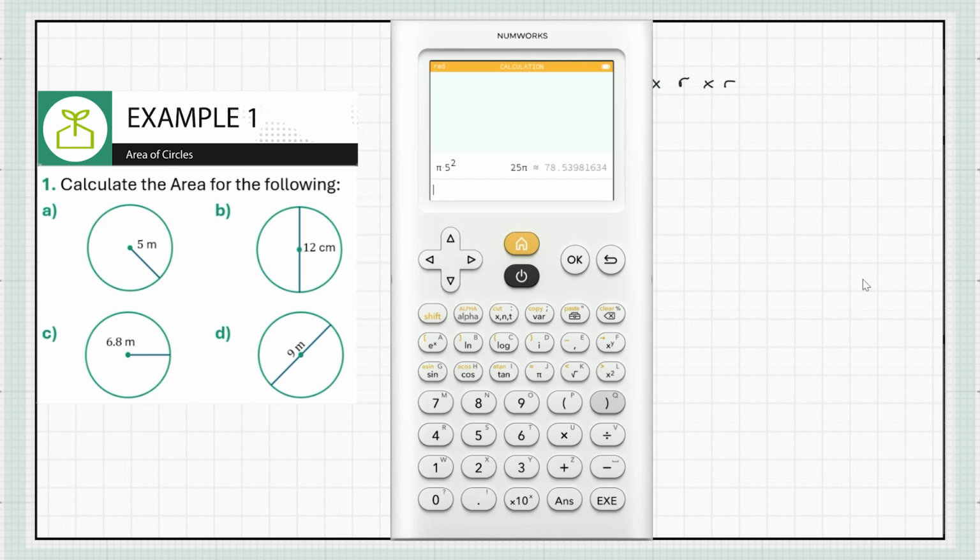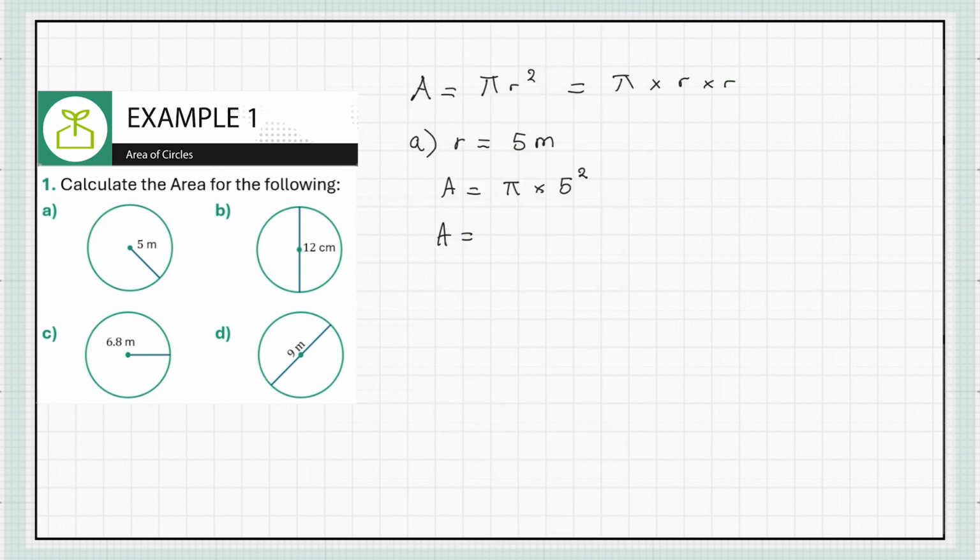is equal to 78.53981634. So what we're going to write down is we're just going to put it to one decimal place. Right. So the first thing we're going to write down is 78.5. And that will be meters squared, because it's area.